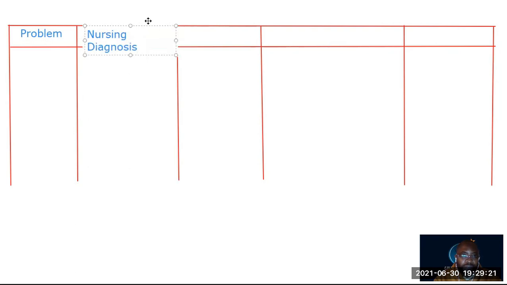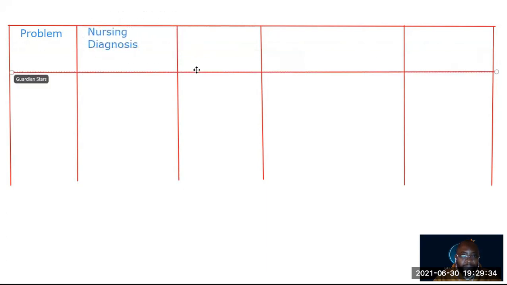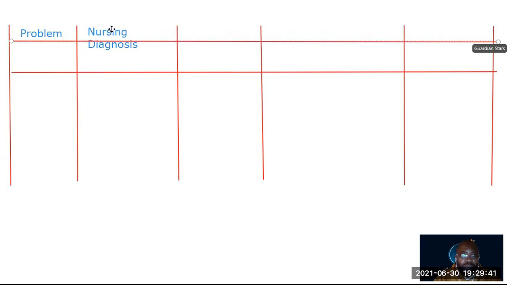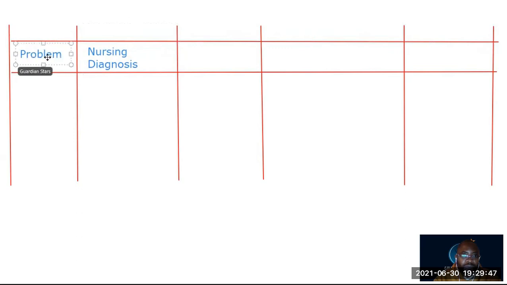Okay, these columns and rows must fit in each other nicely. Let me just push it a little bit down. I've forgotten something that I need to put on top here. Patient details. I need to put patient details up there.